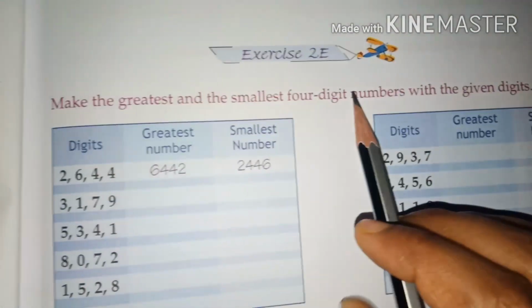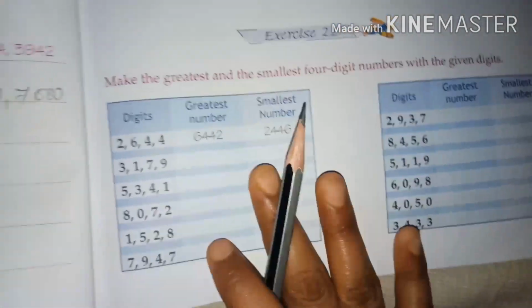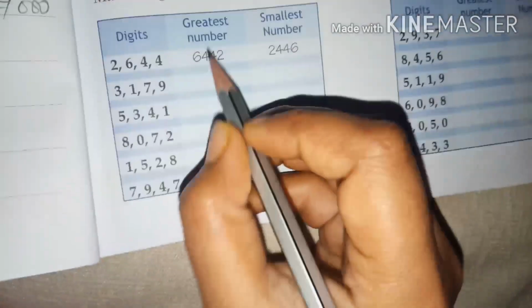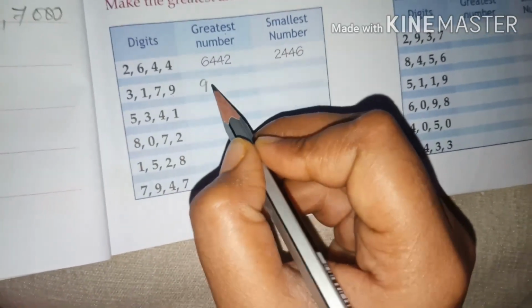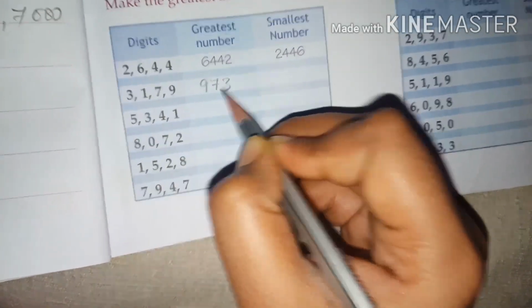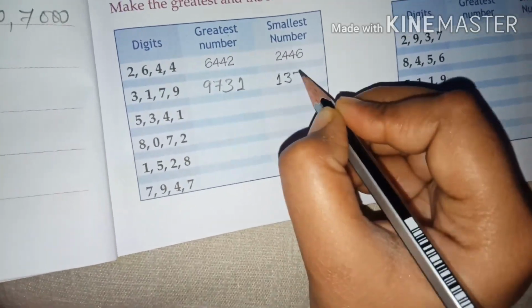Okay. Now in exercise 2E, make the greatest and the smallest 4-digit number. This I have told you so many times and again I am going to tell you. Greatest number में just go on with descending order. तो descending में सबसे बड़ा number 9 होता है, सबसे बड़ा आता है पहले, then 7, then 3, then 1. And in smallest number we go on with ascending order. तो 1, 3, 7, 9.